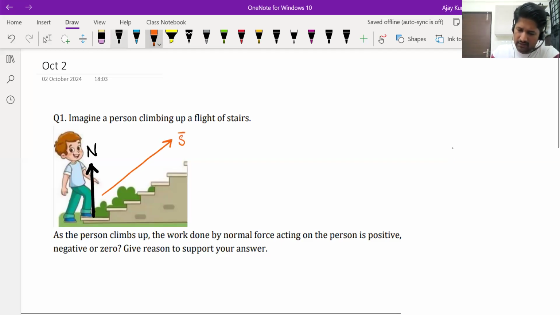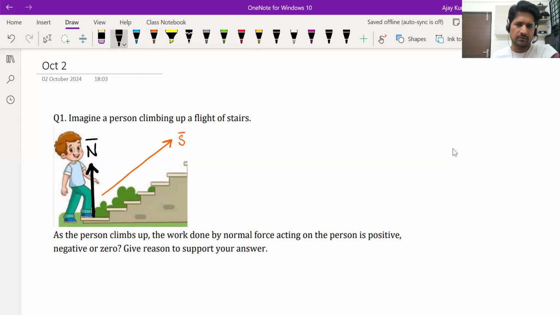Okay, so are you saying it is positive because the angle between normal force and displacement is acute? Yes. Okay. Saket, any answer? Positive, sir. Pawan, what is your answer? The same, positive. Okay. The correct answer is 0.